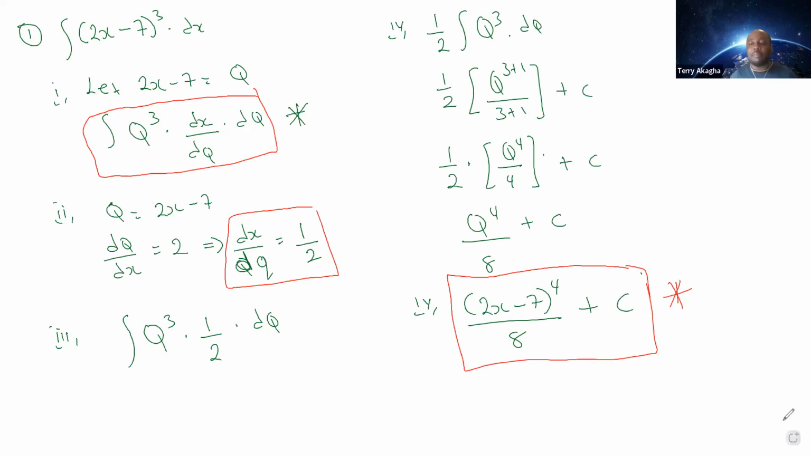Okay? So let me just add maybe a trick now, this time. Same thing. So we have number 2. Let's say we're integrating cos 7x plus 2 dx, okay?